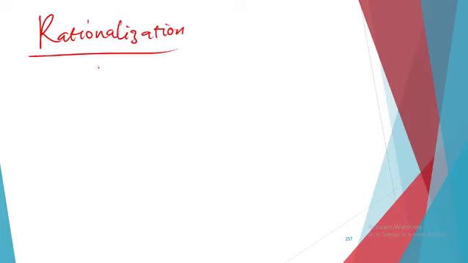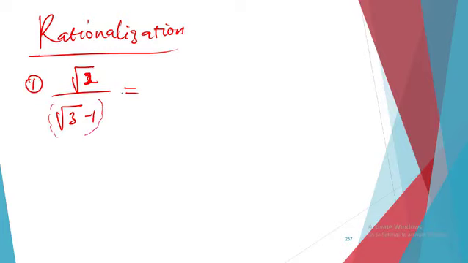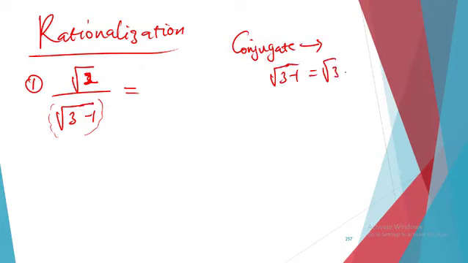Okay, under the rationalization of surds, if we have a problem like root 2 over root 3 minus 1, all we need to do here is to multiply both the numerator and the denominator by what we call the conjugate of the denominator. Conjugate is just the change of sign. The conjugate of root 3 minus 1 is equal to root 3 plus 1. Do you understand? As simple as that.